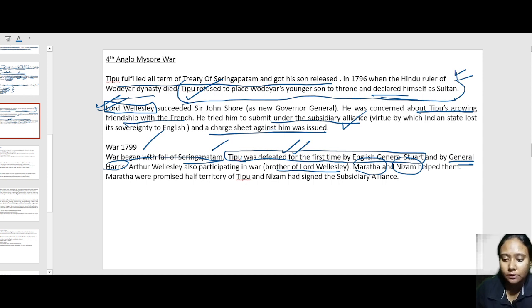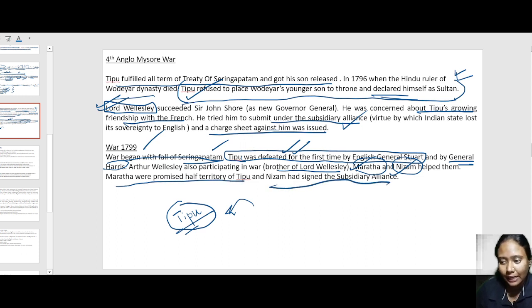It is very notable that Tipu and Hyder were so tactful, so brave, so diplomatic and so skillful that they were never defeated alone. The English defeated Tipu, that too with the help of Maratha and Nizam. So you can judge the level of skill and diplomatic relations. The Maratha were promised half of the territory of Tipu, and the Nizam had already signed the subsidiary alliance.